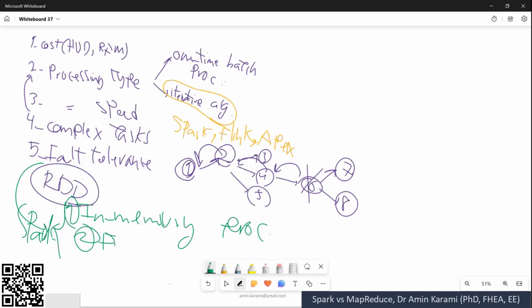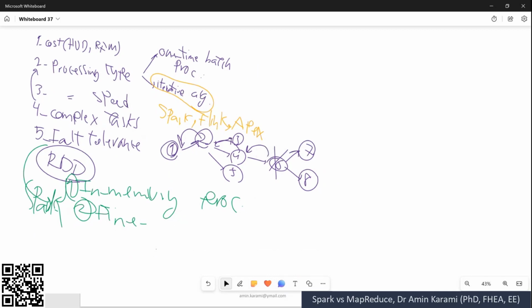The second advantage is fine-grained lineage. All right, so why is it an advantage? Because this lineage can recompute only the lost partition, instead of recomputing the entire data set, and it will reduce the overhead of recomputation as compared to MapReduce.